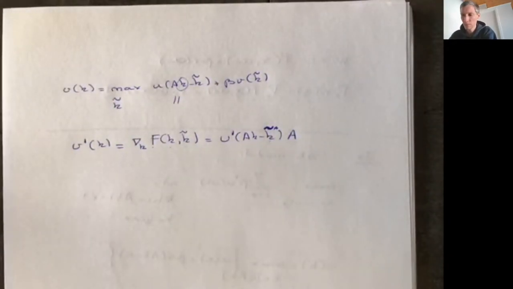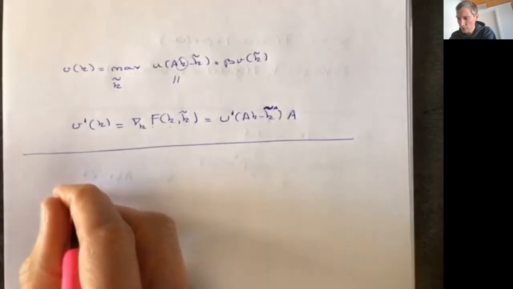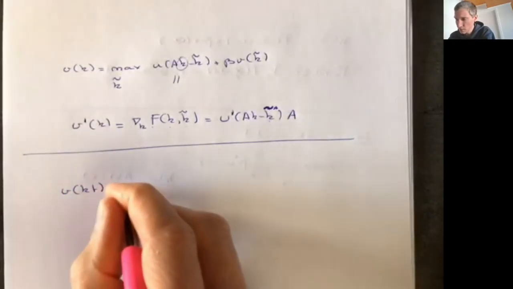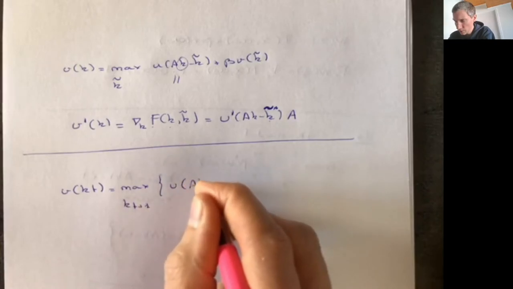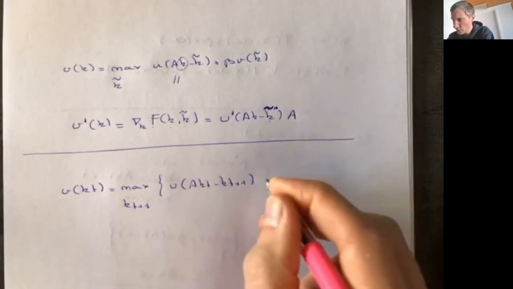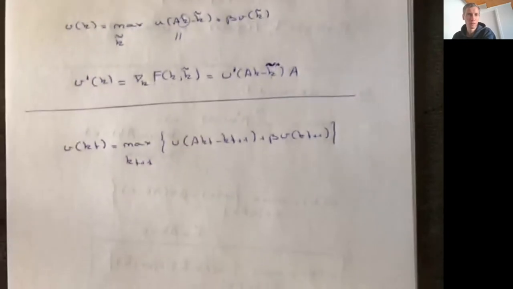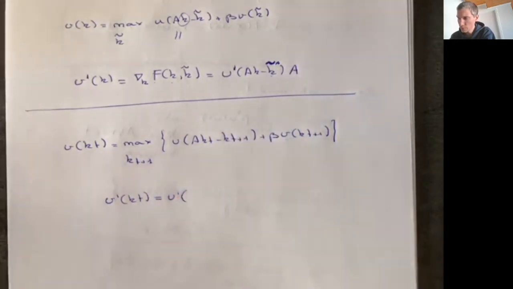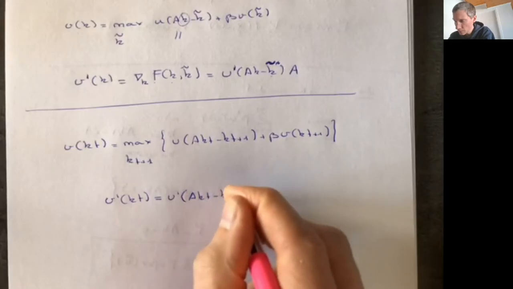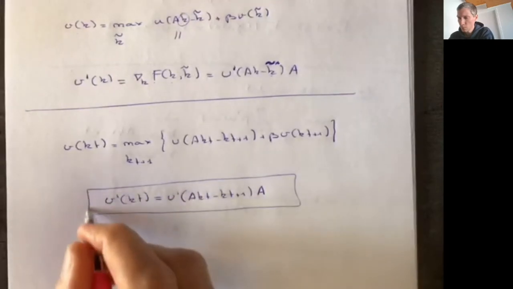So this is a bit of an annoying notation. So what one does in practice is use sub indices t. So v at state kt is equal to the maximum, choosing kt plus 1 to maximize u(akt minus kt plus 1) plus beta v(kt plus 1). Okay, and then v prime of kt will be equal to the derivative of the utility function at (akt minus kt plus 1) times a. Okay, so what's the use of this?